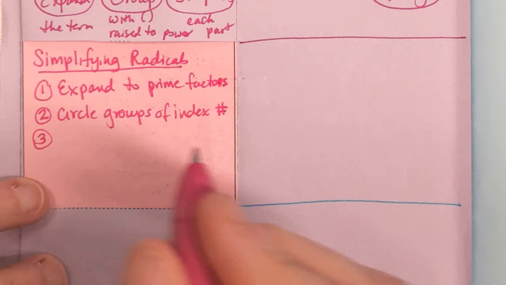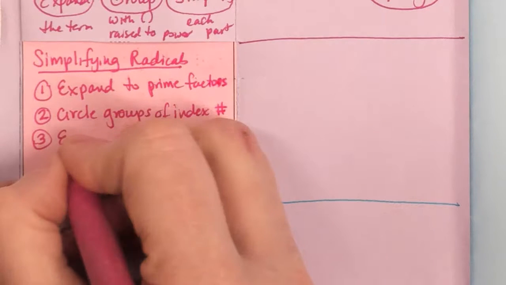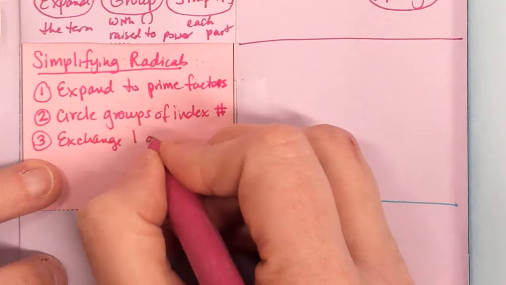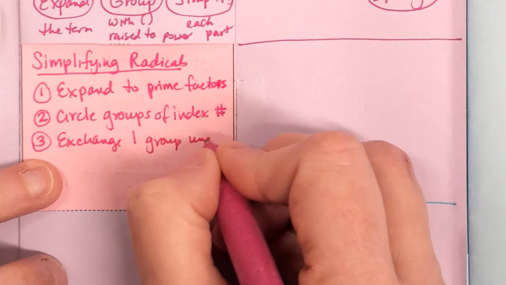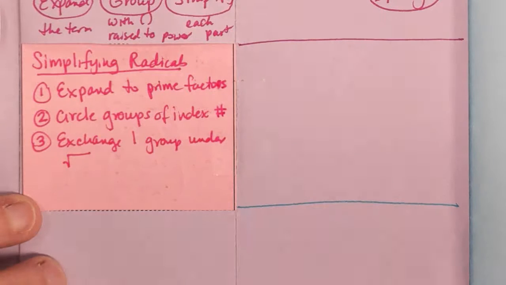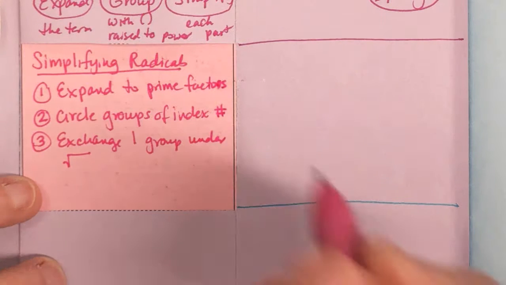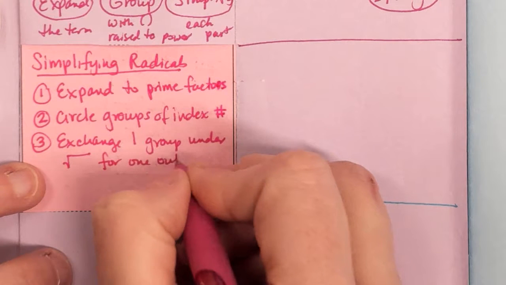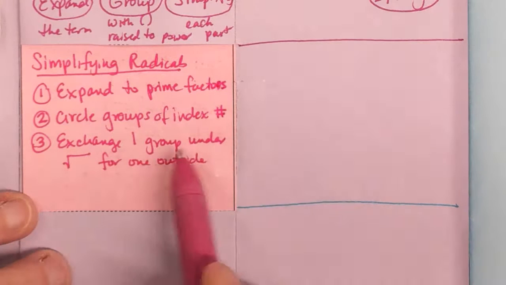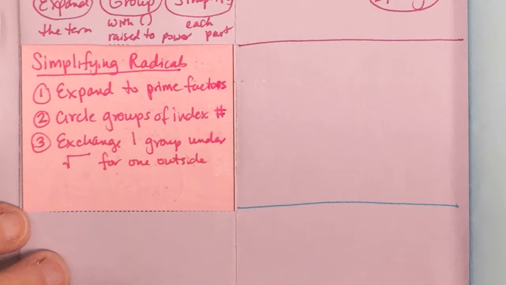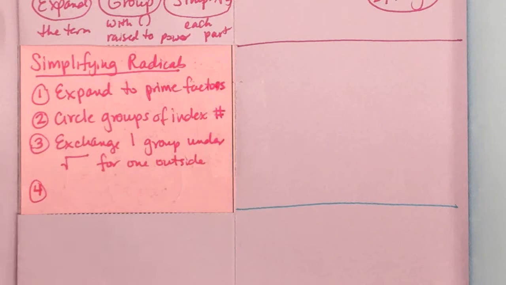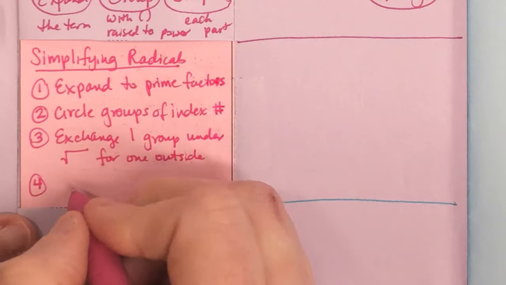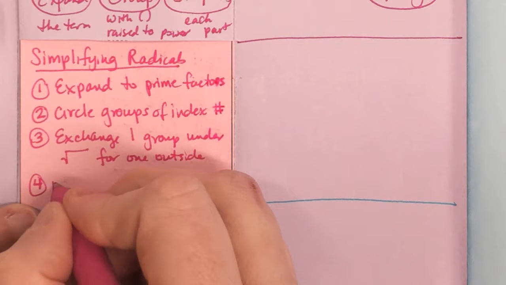Now we're going to exchange one group under the radical sign, and I just drew the radical sign, for one outside. So we're going to exchange one group under the radical for one of them outside. We're going to multiply outside, multiply inside.